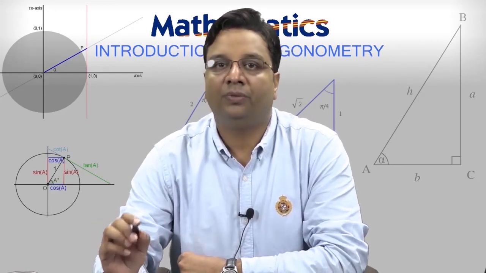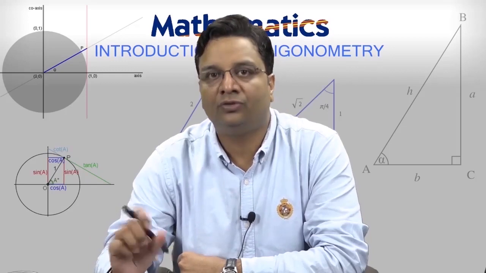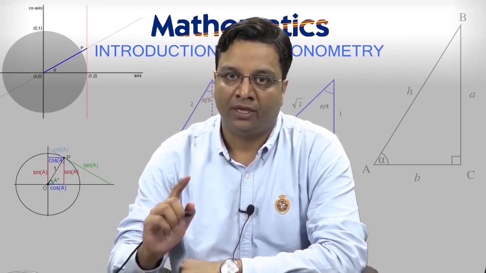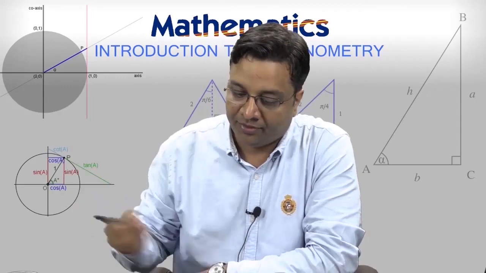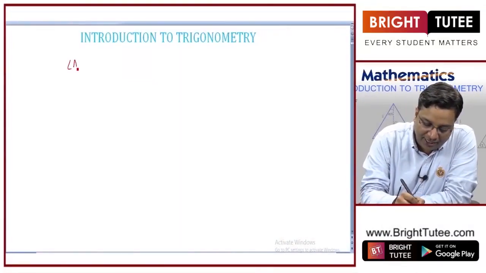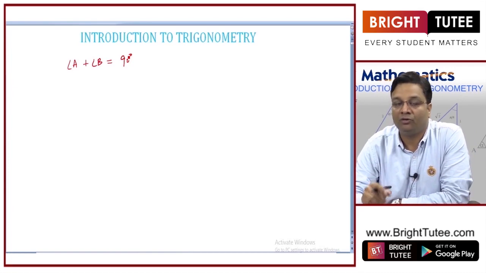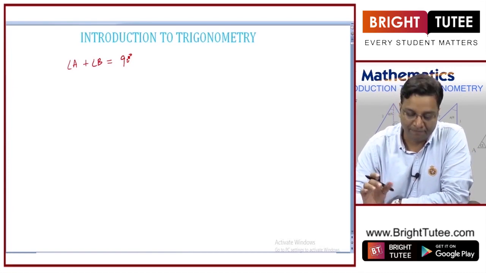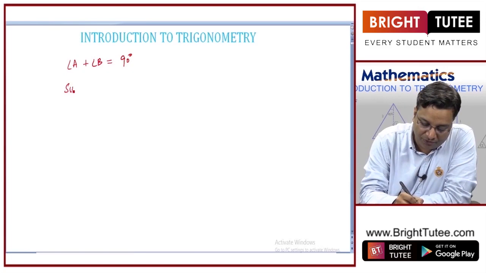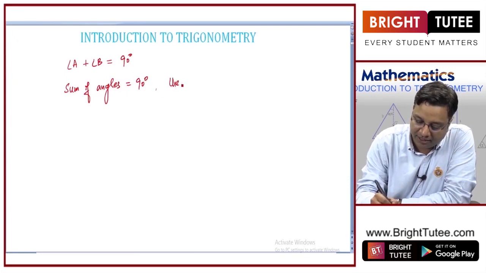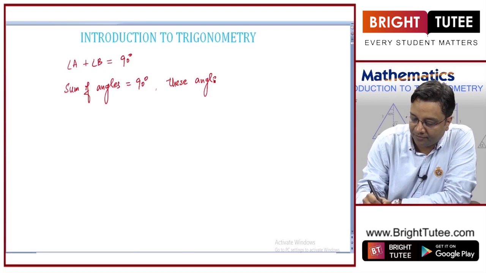Today we will learn about complementary angles and how the knowledge of complementary angles is used in trigonometry. So let's learn what a complementary angle is. Let us say if angle A plus angle B is equal to 90 degrees, then angle A and angle B are complementary to each other. So if the sum of angles is equal to 90 degrees, then these angles are complementary to each other.